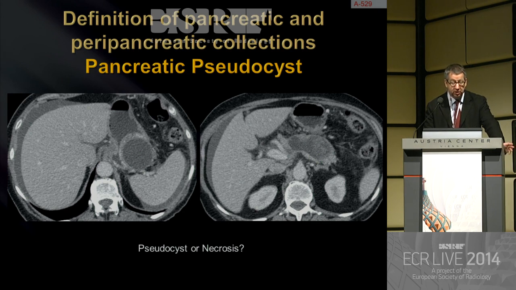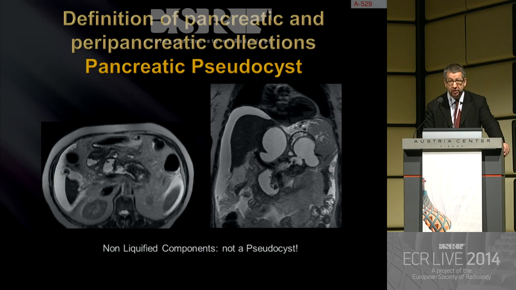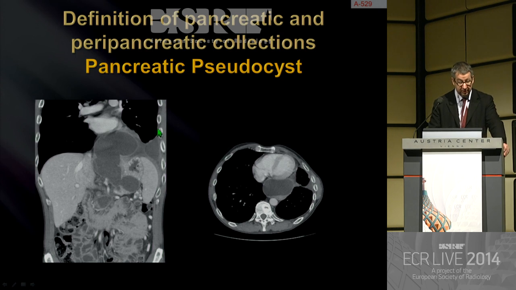In such a situation, of course, I think MRI is clearly a problem-solving technique, because it's not a pseudocyst. It's a necrotic collection with a solid component, which is clearly seen here. And here it also looks like a pseudocyst, but there are also some solid components inside the lesion. So it's an acute necrotic collection.